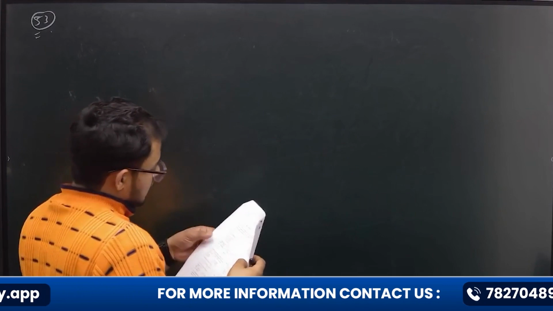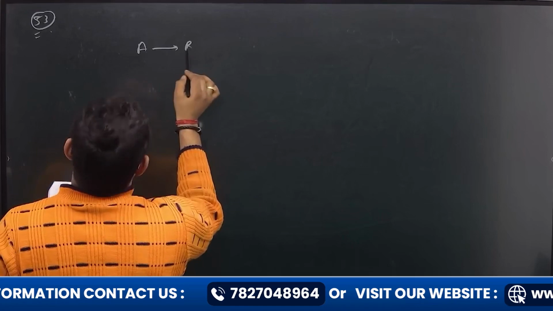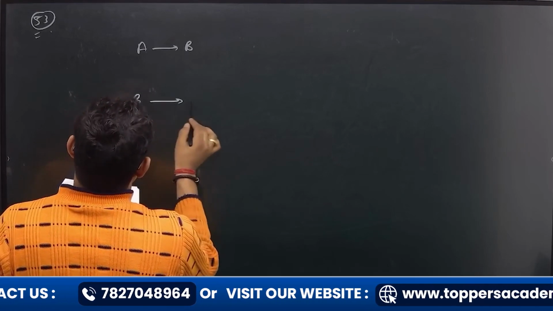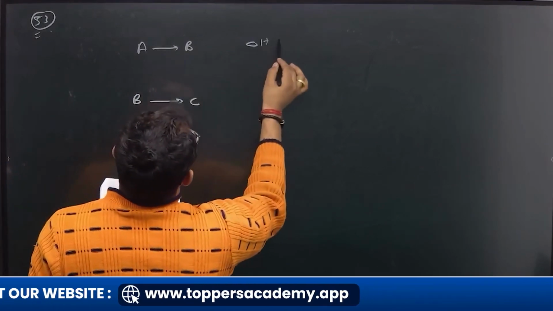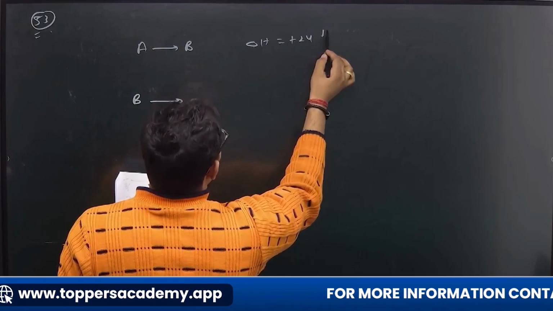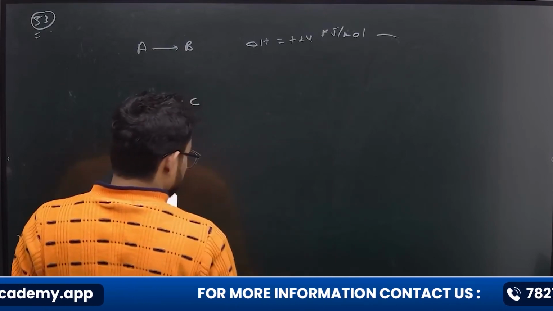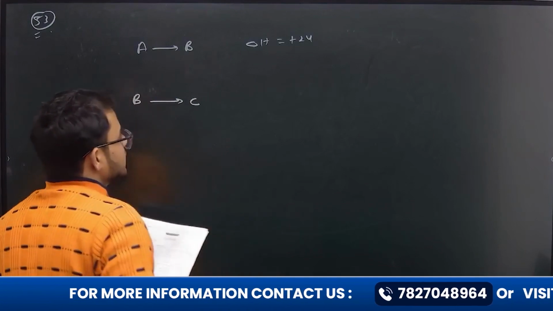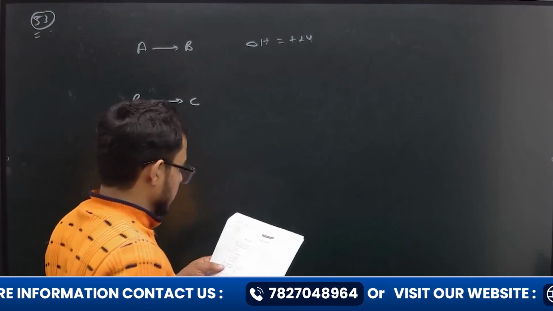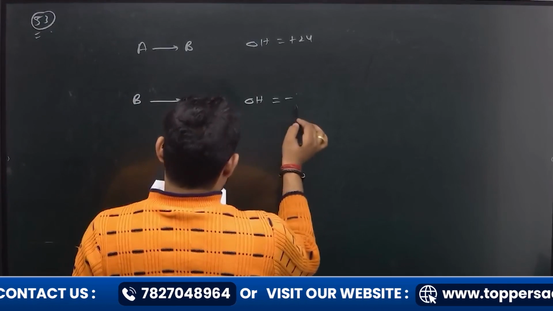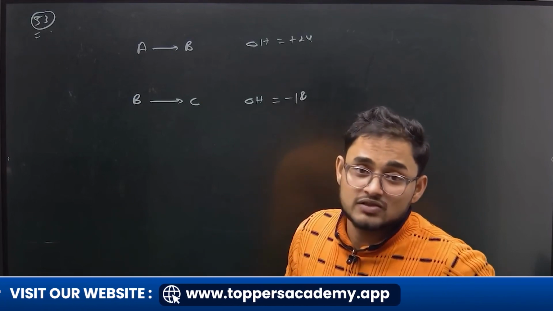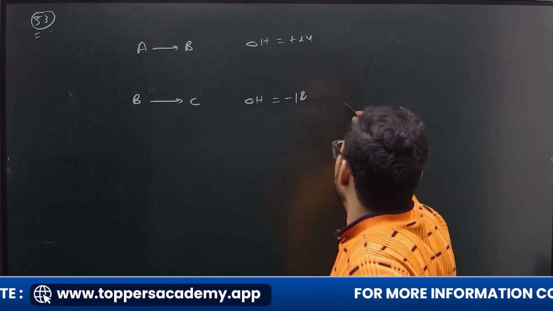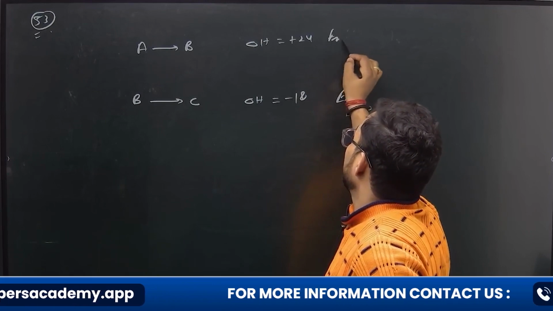Now it is a very good question. For a reaction A gives B, B gives C. Delta H is equal to plus 24 kilojoule per mole. By the way, plus 24 means energy is being provided. That is, it is an endothermic reaction. And delta H is equal to minus 18 kilojoule per mole. That means this amount of energy is going to be released from it. It is an exothermic reaction.